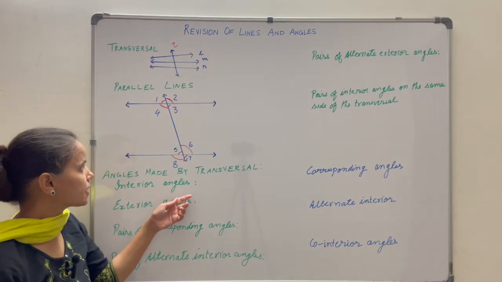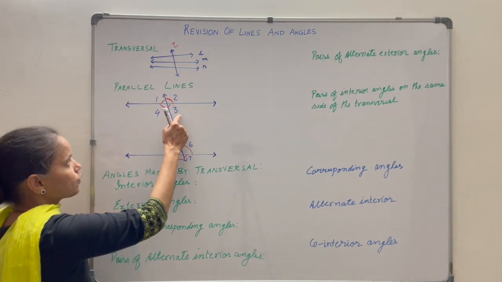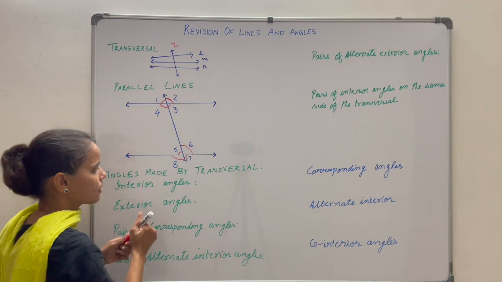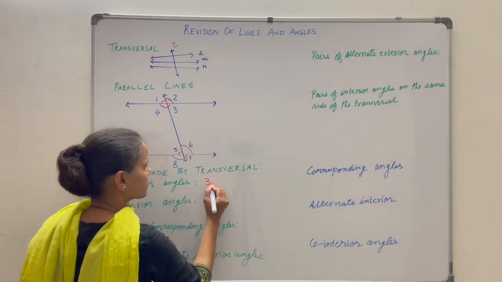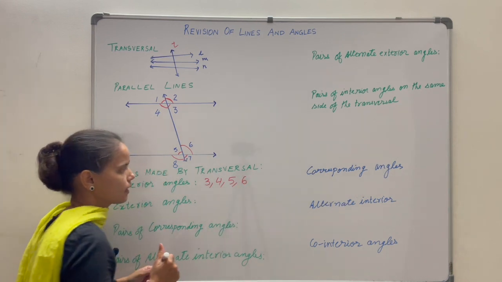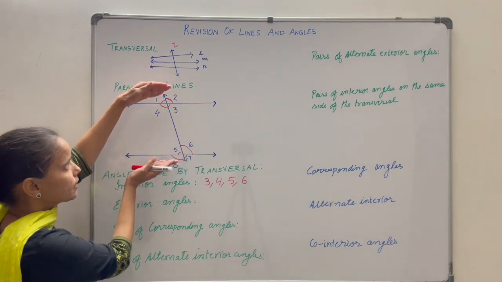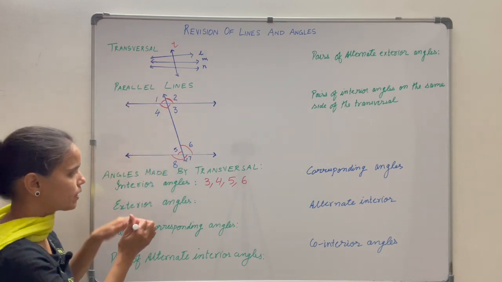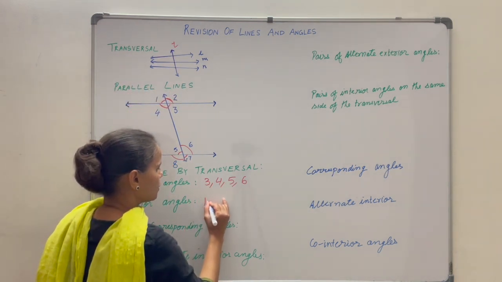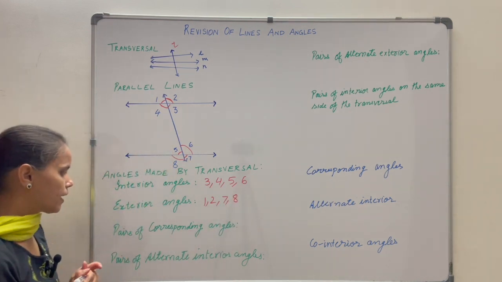First is interior angles, the angles which are between the lines. So here 3, 4, 5 and 6 are called interior angles. Exterior angles are those which are outside the lines: 1, 2, 7 and 8. So 1, 2, 7 and 8 are exterior angles.